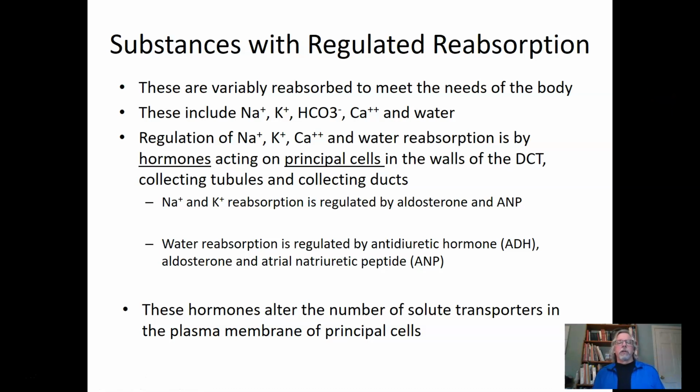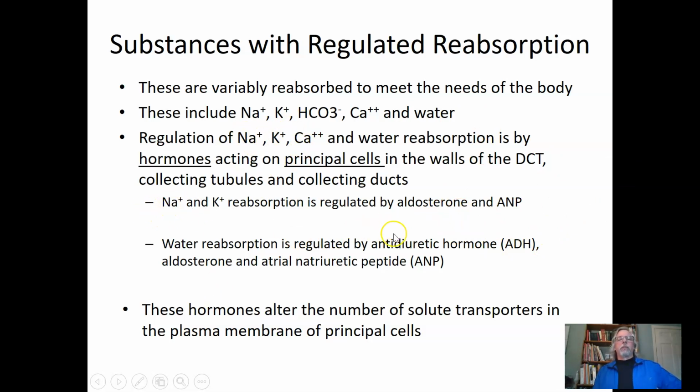How do we modulate them? So that modulation is regulated by hormones. And the hormones are going to act on cells in the tubule or also in the collecting duct. And it's going to make them either more or less efficient at reabsorbing those substances. I'm going to give you a couple examples from this list. One is sodium reabsorption.